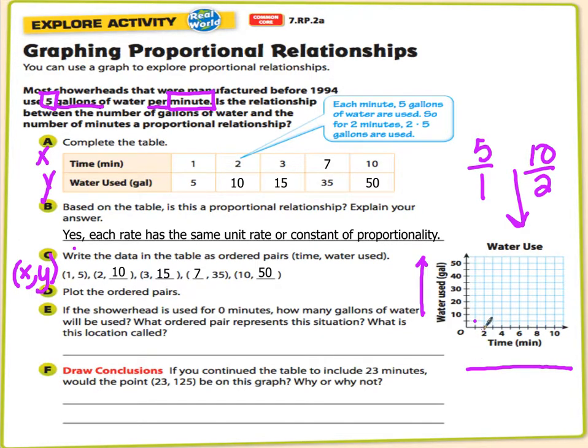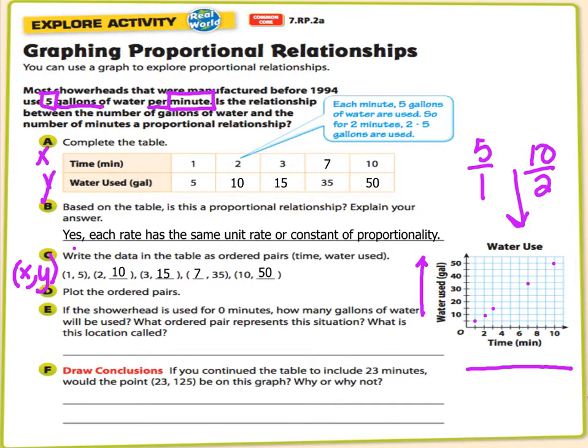I go over 2 minutes and then up to 10 gallons and plot my point. Over 3 minutes and up to 15. And then I don't have a 4, I go all the way to 7. I don't see 7 on here, but I know it's going to be between 6 and 8, and then I go up to 35 gallons. Then I go all the way over to 10, and that gets all the way up to 50 gallons used.